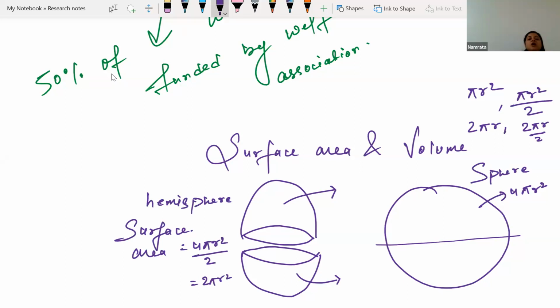Now, as I said, for a sphere you have one and only one formula, that is only surface area. There is no curved surface area, there is no total surface area, because everything is the same. All around it there is a curved part only, and that area is only 4 pi r square. But for a hemisphere, can you see this circular part also came out suddenly once you break it?